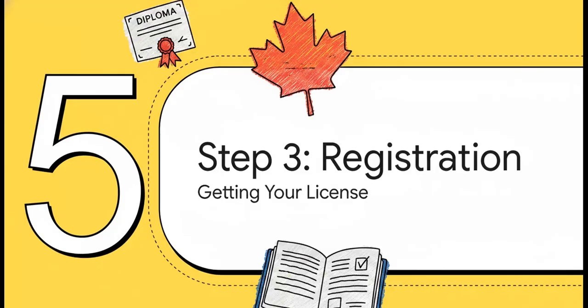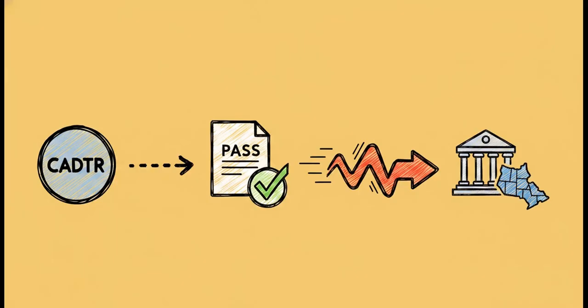You did it. You proved your education, you passed the exams, and that brings us to the home stretch. Step 3. This is where you apply to a provincial regulatory body to get your official license to practice. One of the best parts about this whole system is how streamlined it is. You don't just get a certificate and get sent on your way. CADTFTR automatically lets the regulator in your chosen province know that you've passed, which makes that final application so much simpler for you.